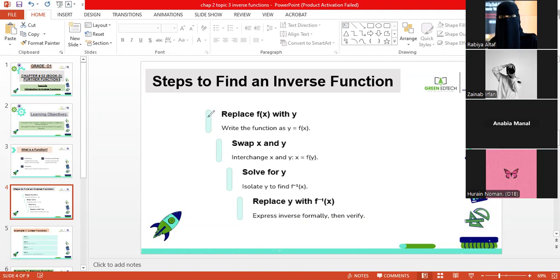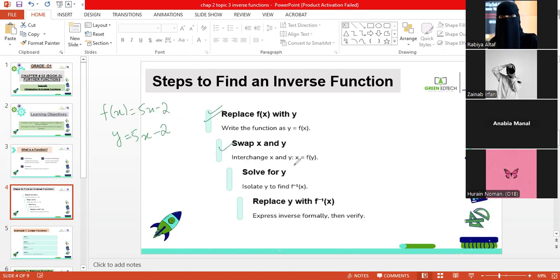First step is, whatever the function, like if your function is written f of x equals 5x minus 2, step number 1 is to replace this f of x with y. At the place of this f of x, we will write y. This will be y equals 5x minus 2. This is our step number 1. Then the second step is we need to swap x and y. At the place of x, we will write y. At the place of y, we will write x.